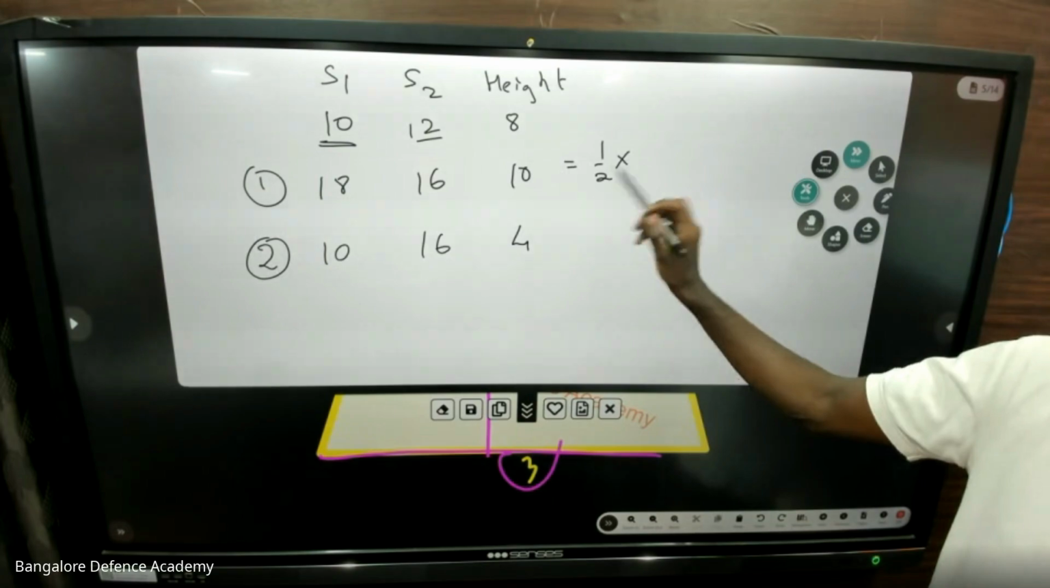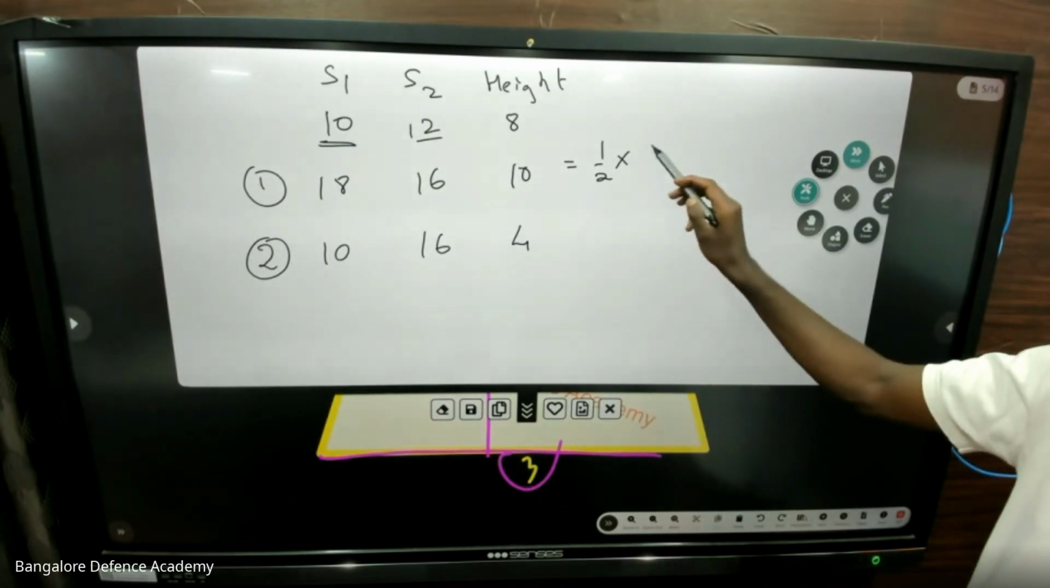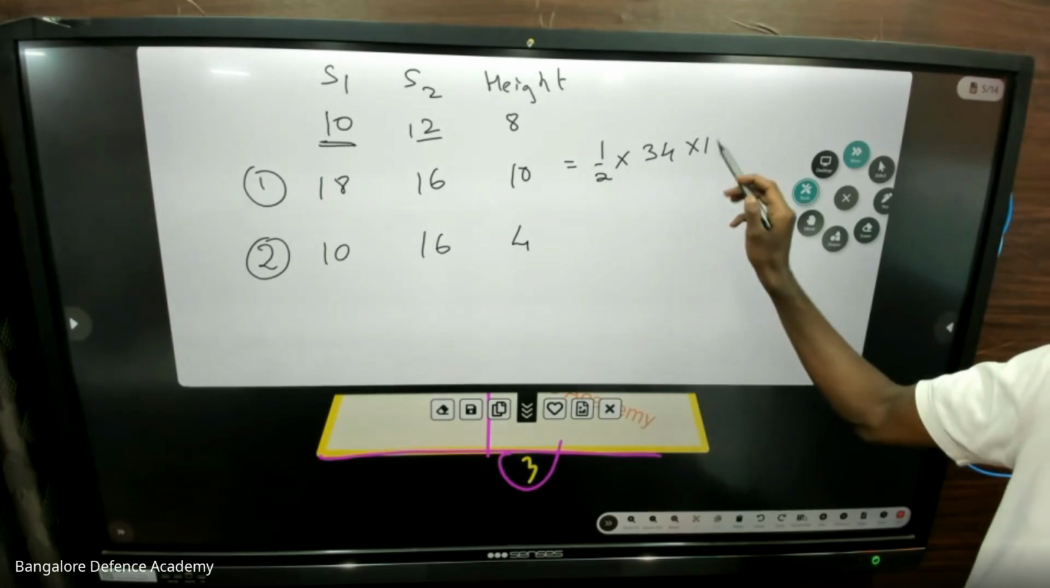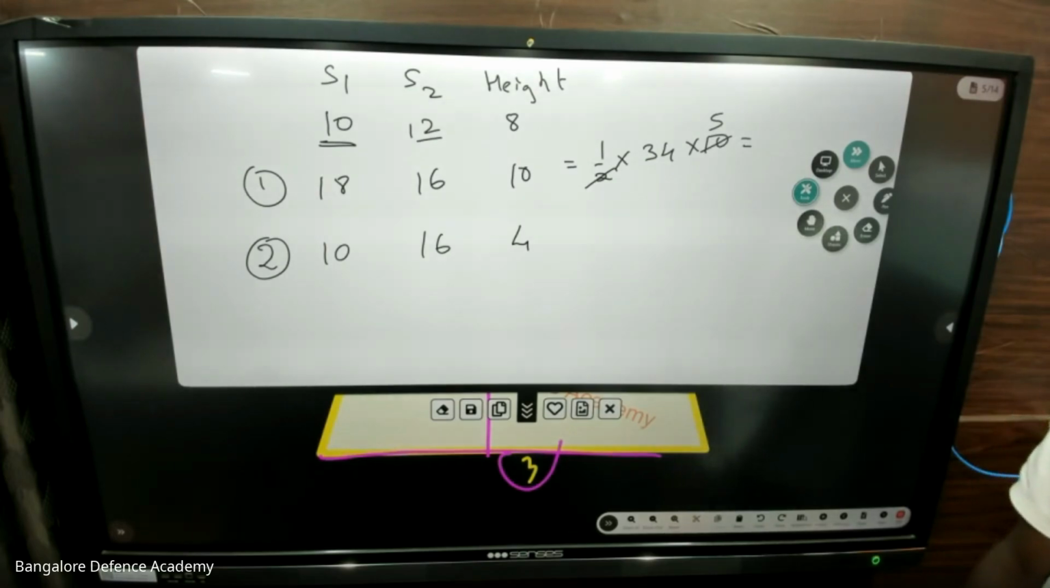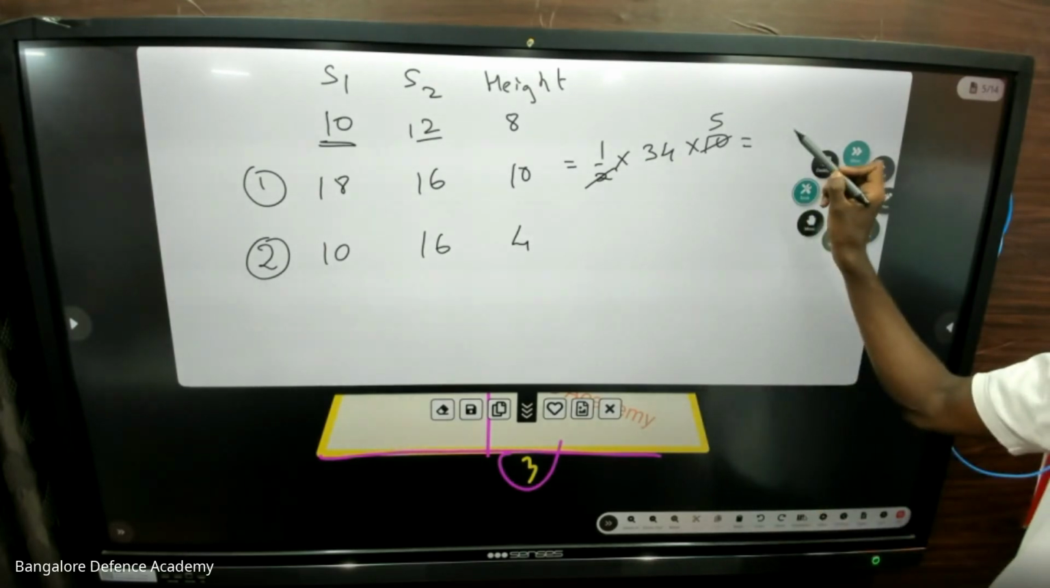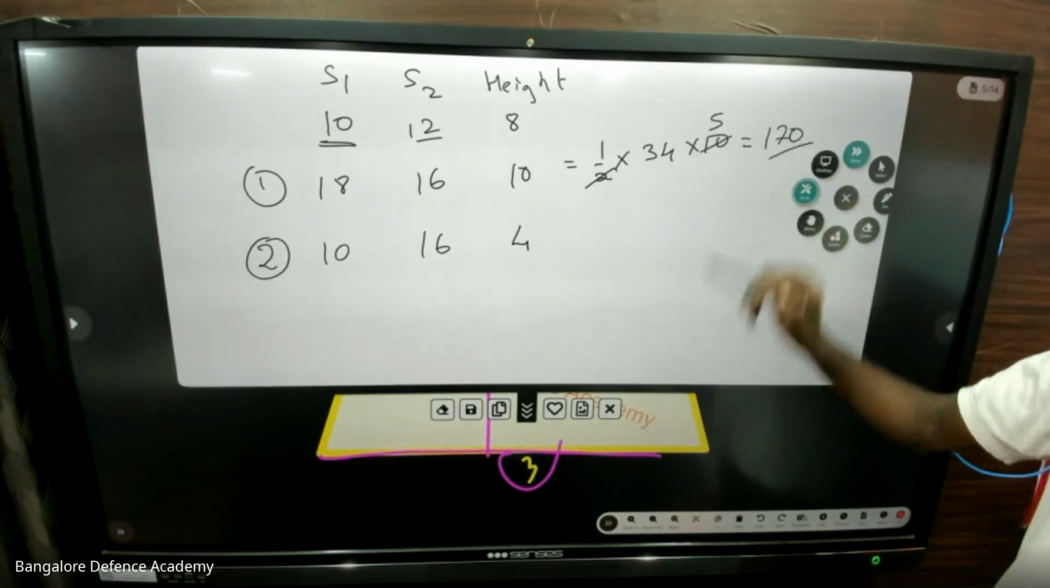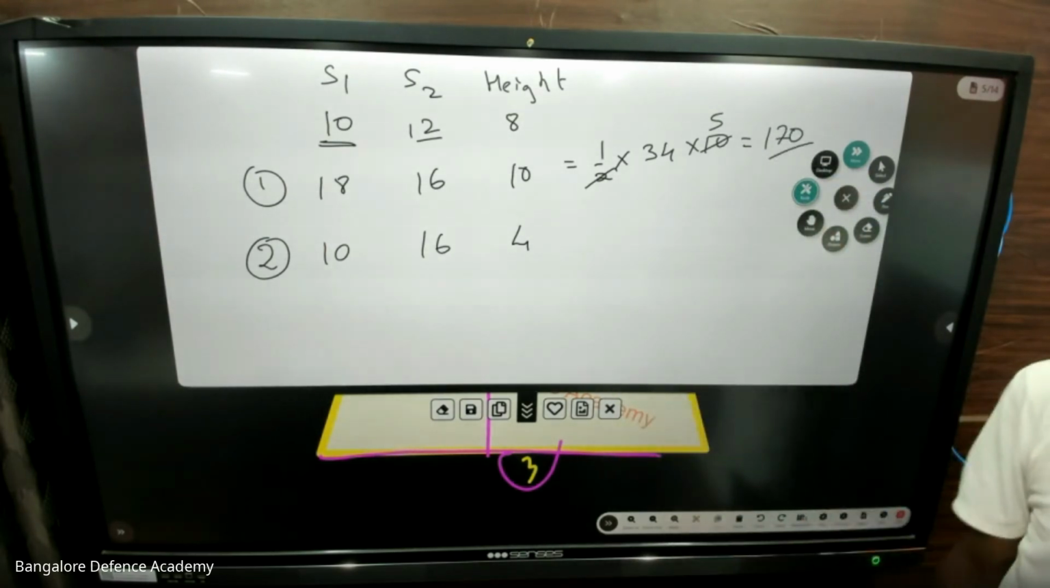Sir, done. What is the answer for the first one? 170. Half into sum of parallel sides. So how much do you get? 34? Is it right? 170 is the answer. Okay, so you can do the two questions easily, right?